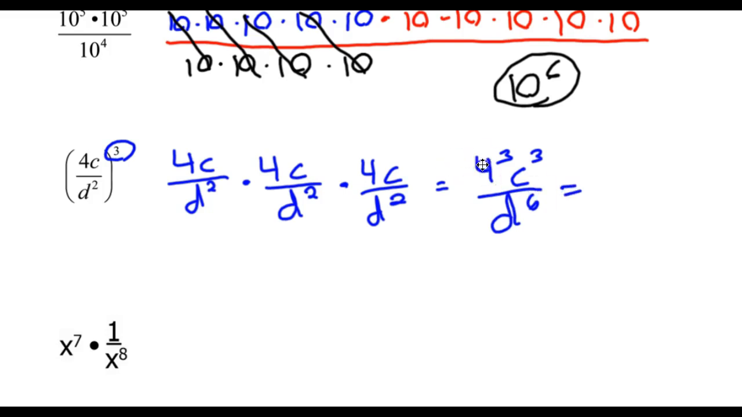Now, if we wanted to simplify this even further, we could. 4 to the 3rd power is 64. So we could write 64c to the 3rd power over d to the 6th power. Now I can't subtract anything because we have a c on the top and a d on the bottom. Those are not the same terms, so I can just leave it like this.